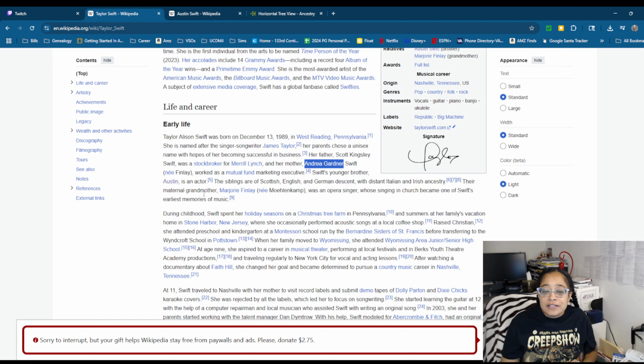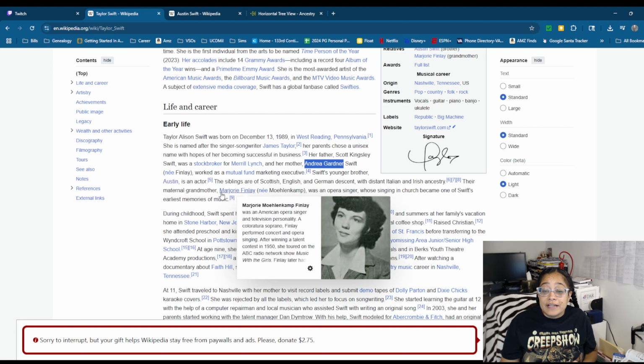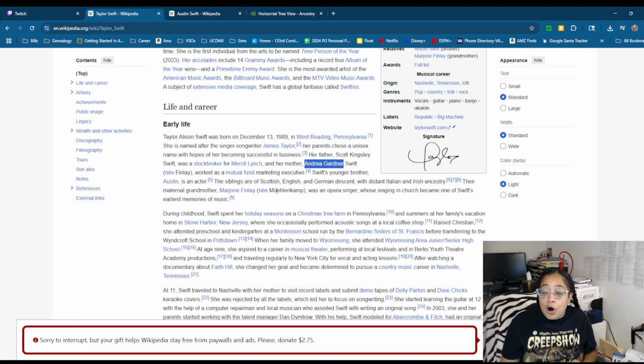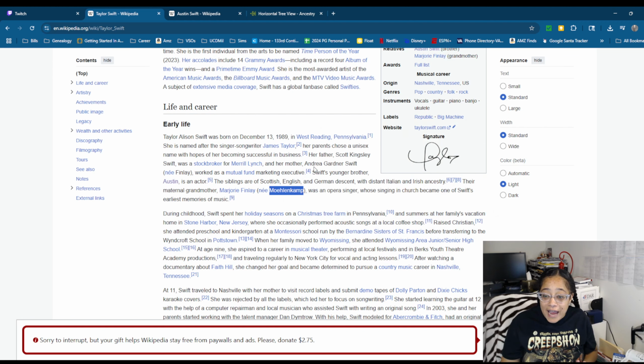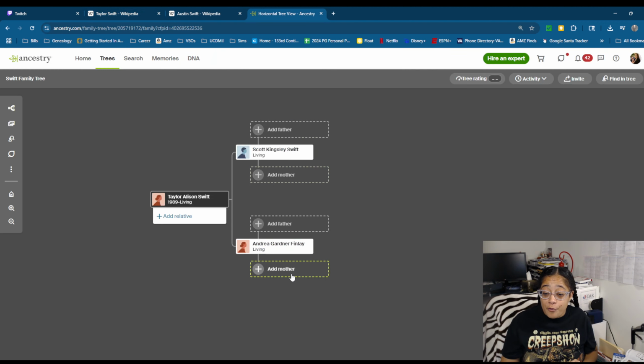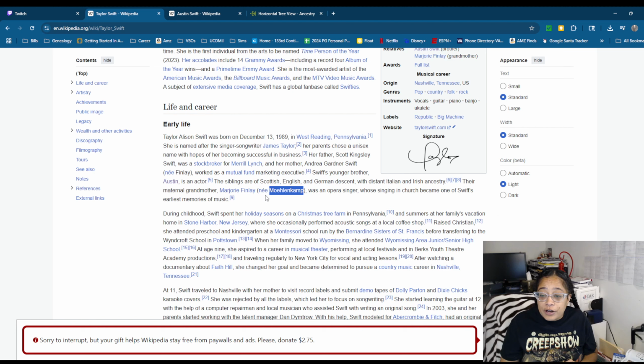So Taylor and her brother Austin's maternal grandmother is Marjorie Finlay, née Molenkamp. Okay, so we are going to take that because we have great information that Andrea's mother is Marjorie. So we are going to add mother, and then we're going to do Marjorie, and she's a female.